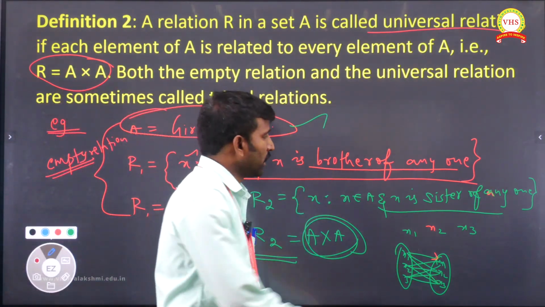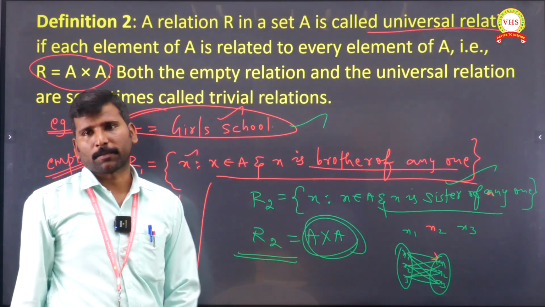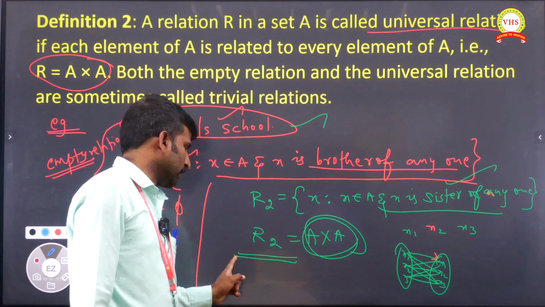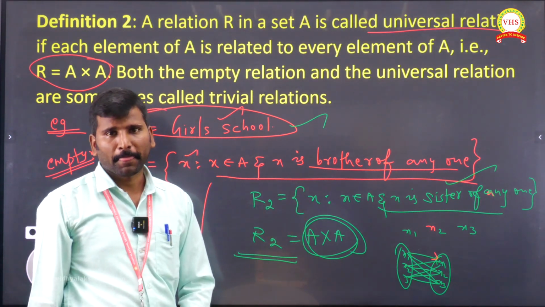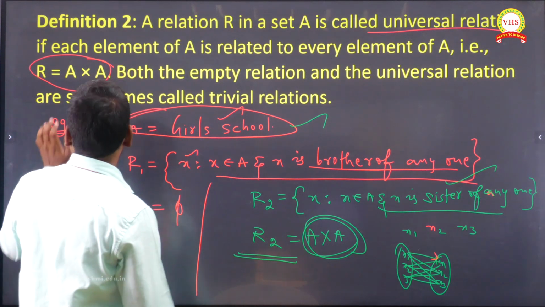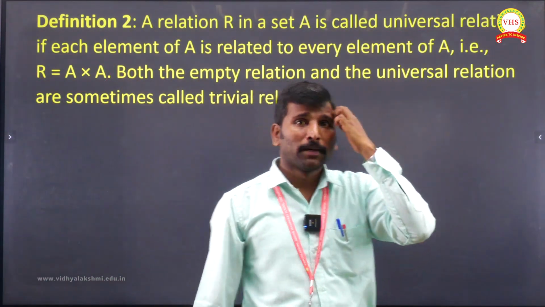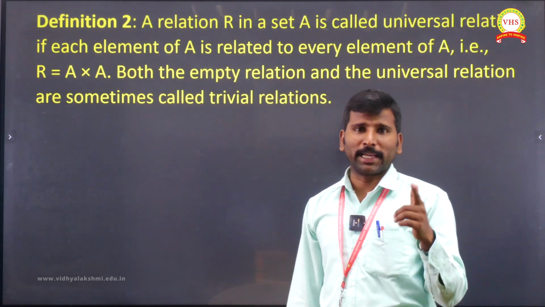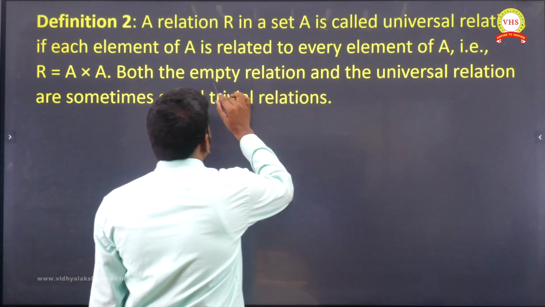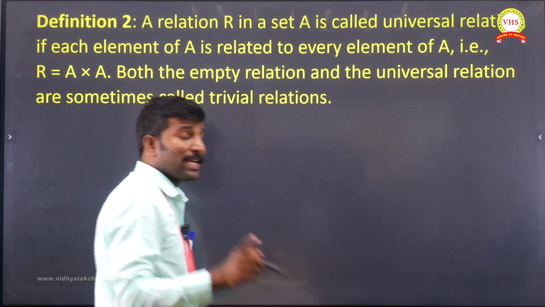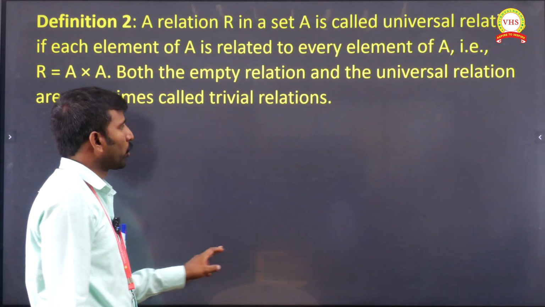All the relations are true based on the R2 condition. Everybody is a sister, so we can say R2 is equal to A cross A. Have you understood? Now this is the definition we have seen: what is the universal relation and what is the empty relation. One more thing: the empty relation and universal relation are sometimes called trivial relations. Also we have to note this.